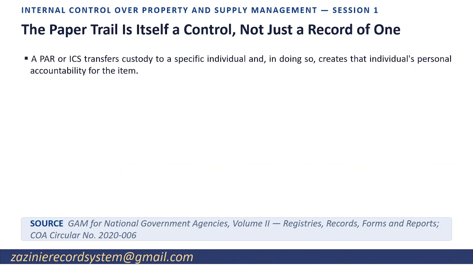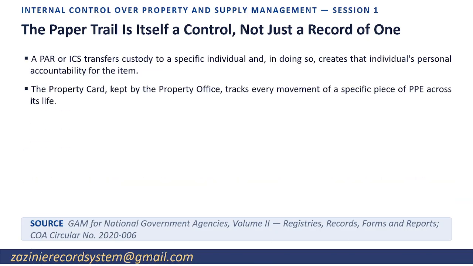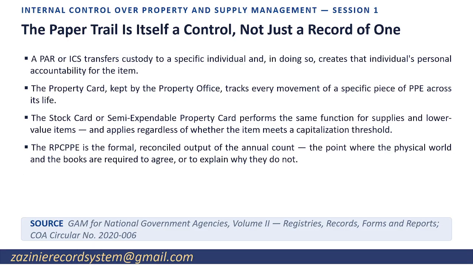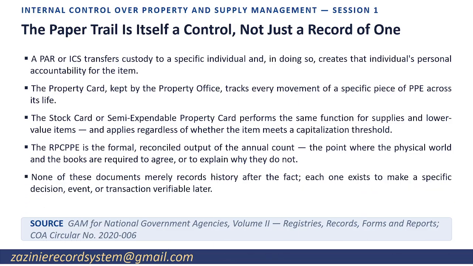A PAR or ICS transfers custody to a specific individual and, in doing so, creates that individual's personal accountability for the item. The property card, kept by the property office, tracks every movement of a specific piece of PPE across its life. The stock card or semi-expendable property card performs the same function for supplies and lower value items, and applies regardless of whether the item meets a capitalization threshold. The RPCPPE is the formal, reconciled output of the annual count, the point where the physical world and the books are required to agree, or to explain why they do not. None of these documents merely records history after the fact. Each one exists to make a specific decision, event, or transaction verifiable later.